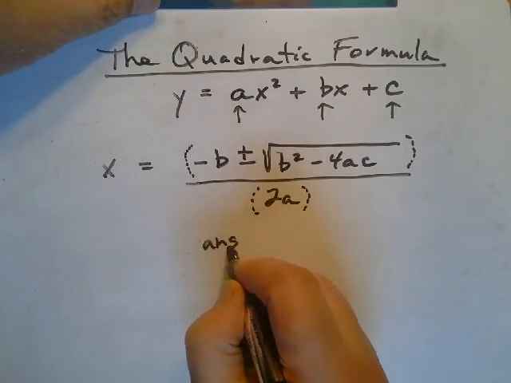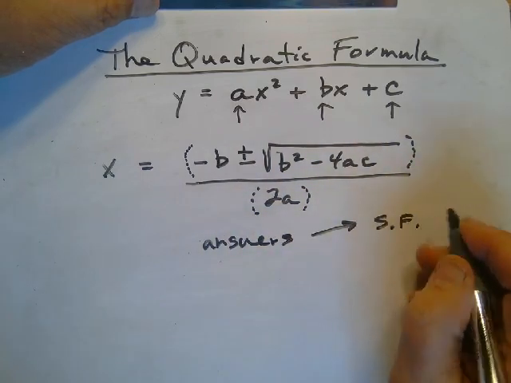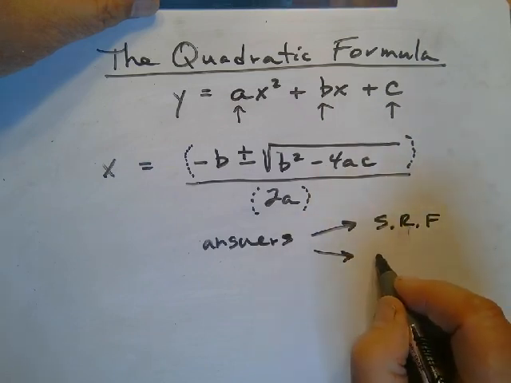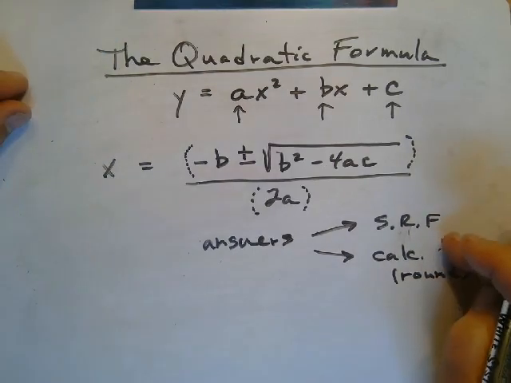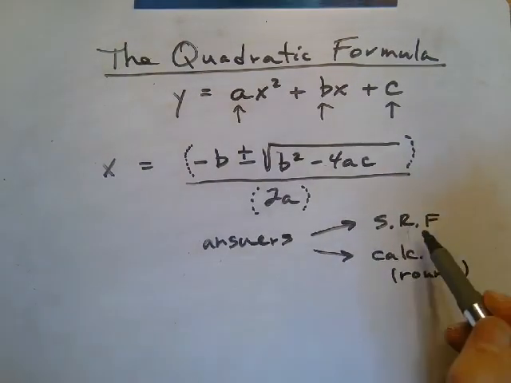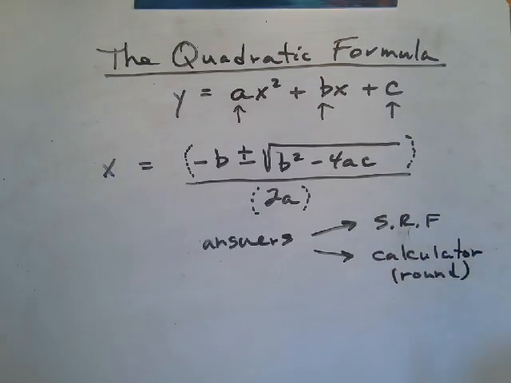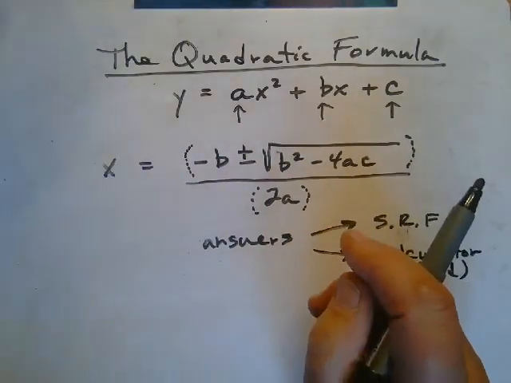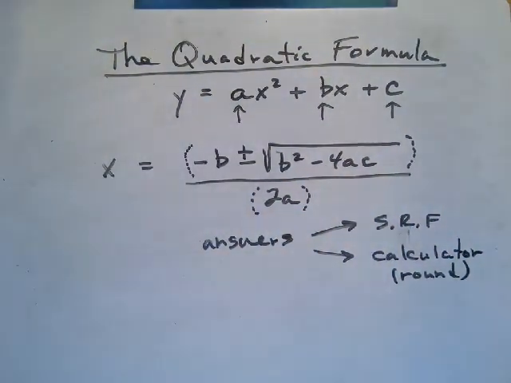So your answers are going to be presented in two ways. In simplest radical form, and then sometimes you're going to be asked to use the calculator and to round if necessary. Okay, you may not have to round them, but you're going to have to put the answers in simplest radical form and then using a calculator as well. So let's take this formula now and try a problem, show you how it works. We're going to start with a nice simple problem here, and I'm going to move to the next page to do that.